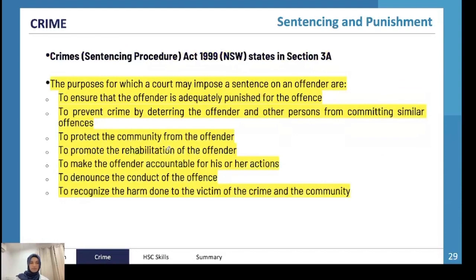So, the purposes for which a court may impose a sentence on an offender are to ensure that the offender is adequately punished, to prevent the crime by deterring the offender and others, to protect the community, to encourage rehabilitation, so just being able to reintegrate back into the community effectively and appropriately, to hold the offender accountable for their actions, and to denounce the conduct of the offence, as well as to recognise the harm done to the victim of the crime and the community.